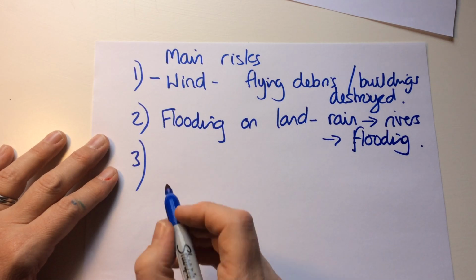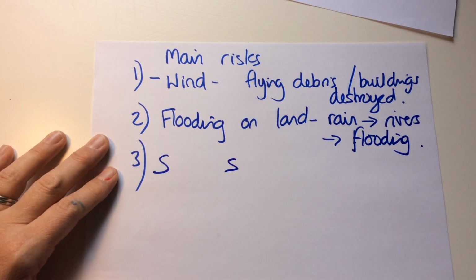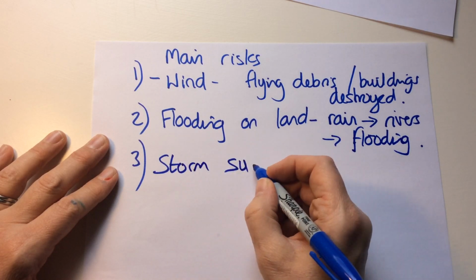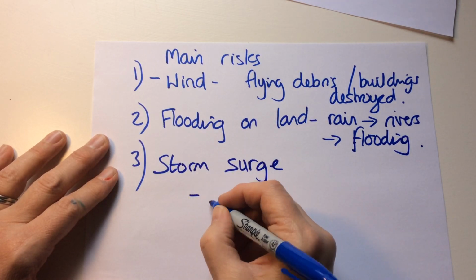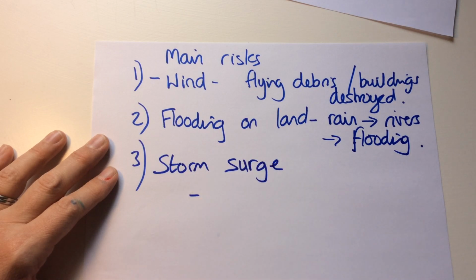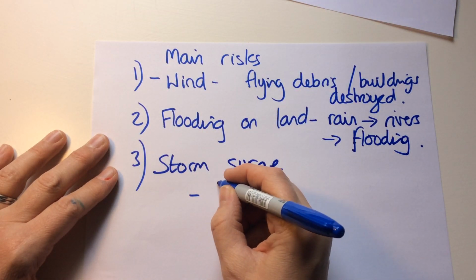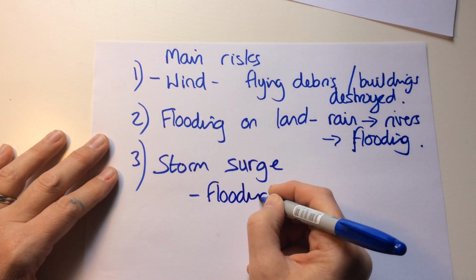Okay. Third one, what is it? It's a storm surge, and this is where it'll look like a tsunami wave sometimes. So literally the storm pushes the water up onto the land. So this is flooding from the sea.